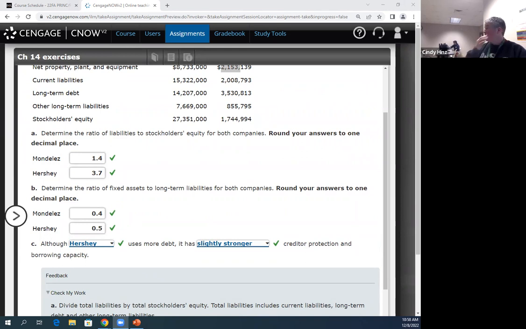So as I said, it would be interesting for this exercise had they included the times interest earned calculation, because we can see how leveraged Hershey is. But it would be interesting to see from their income statement, because we have no information here about their income statement. So it would be helpful to know how risky they are in terms of their ability to generate income to repay that interest expense.